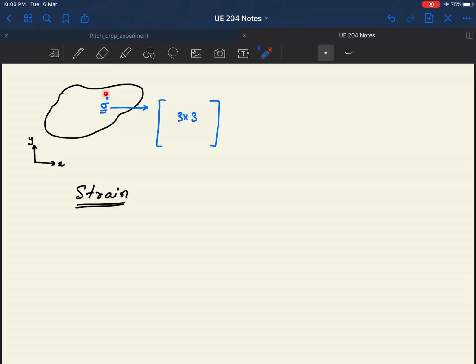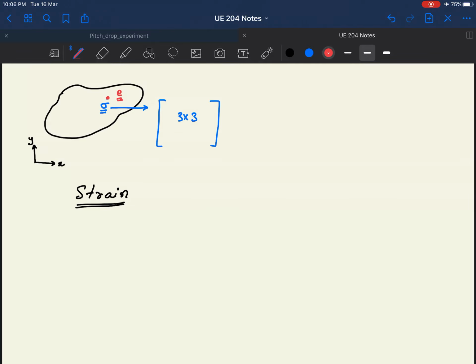If the state of the stress tensor is dependent on the axes, then the strain tensor, which is usually written as E, should also follow some similar rules, right? We have seen how the stress tensor transforms, but what about strain itself?